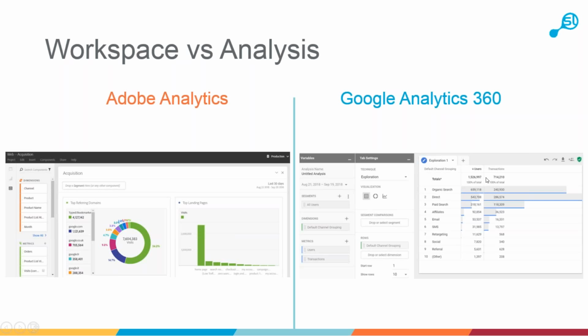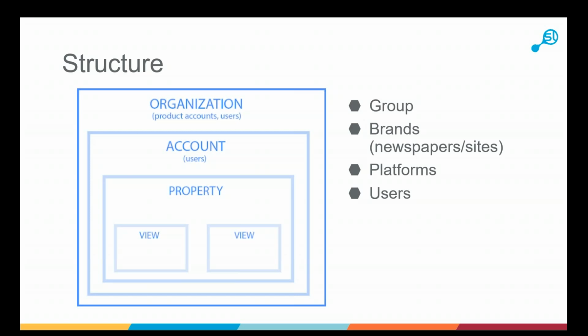A big consideration early on was the structure. On the left, this box is the Google diagram for 360. So this is its structure. It has an organization in which you have accounts, and within accounts you have properties, and within properties you have views. I won't go into all of those, but on the right hand side we have our client, which has a group organization with lots of brands, which are newspapers or websites.